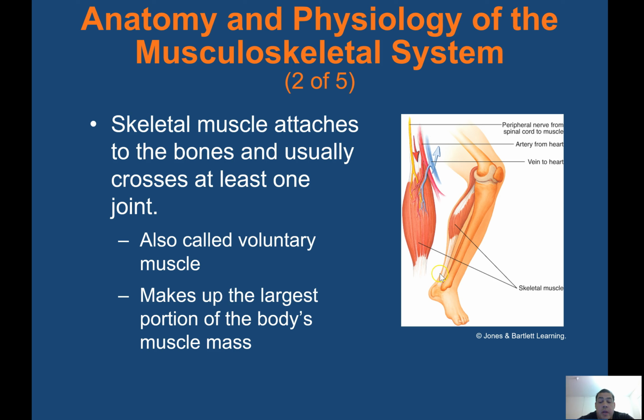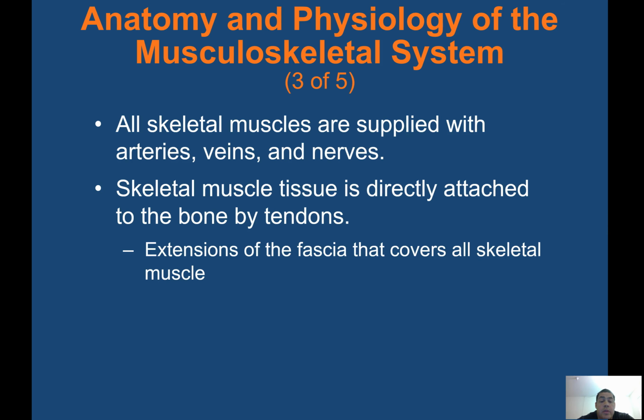So we have a little picture here of skeletal muscle back near the calf. All skeletal muscles are supplied with arteries, veins, and nerves. Skeletal muscle tissue is directly attached to the bone by tendons, extensions of the fascia that covers all skeletal muscle.